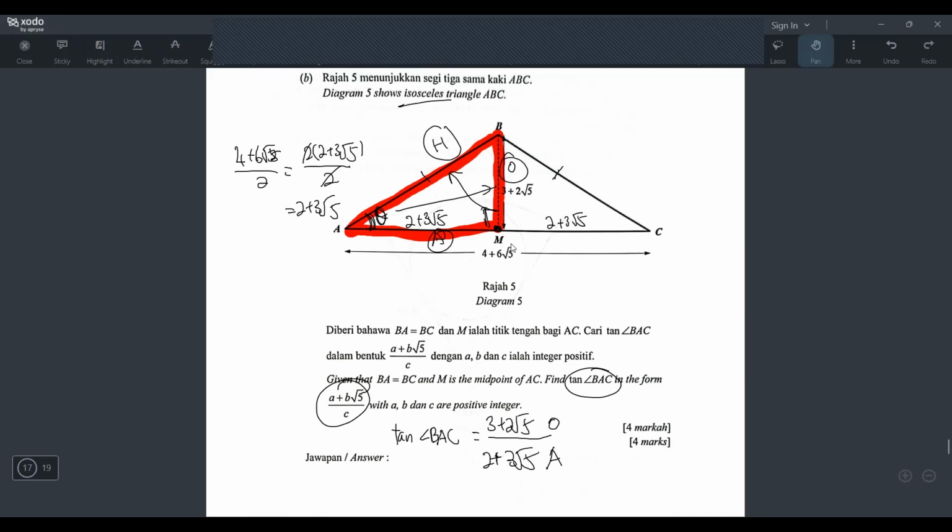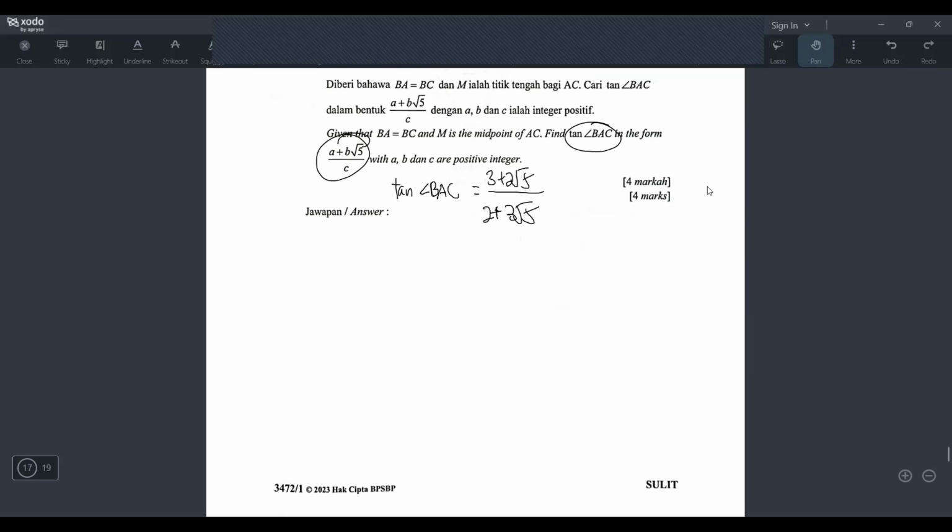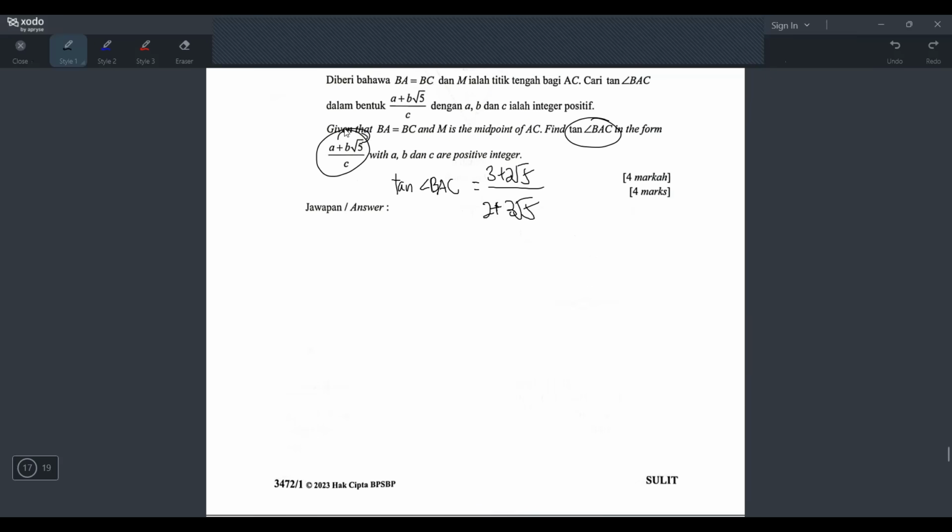But why can't I stop here? Even though I already found tangent BAC, why can't I stop here? Because they want my answer to be in this form. So how do we convert this to this form? We have to rationalize the denominator. What is rationalize? Rationalize means we want the denominator, the bottom, to not have any square root, right? That is rationalize. So how do we rationalize? Can you see the answer they want is like this, right? The bottom has no square root.